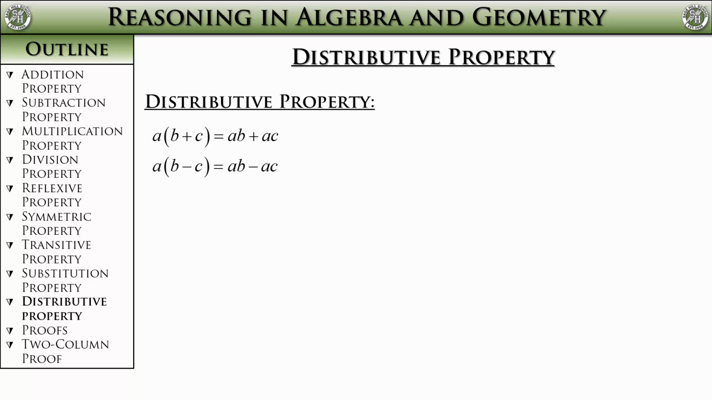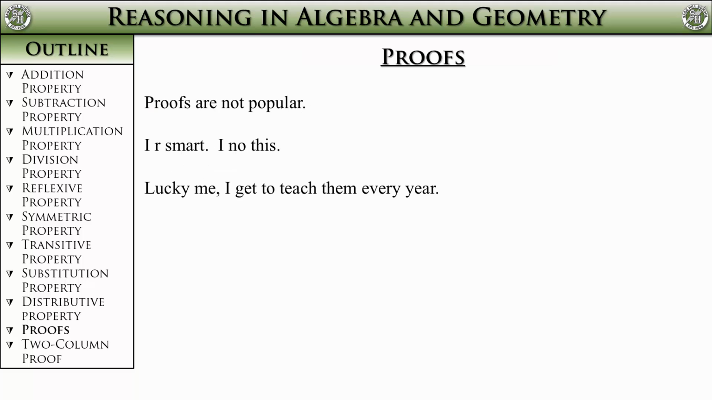Now to the distributive property. This is the first one where the full formal name doesn't include of equality or of congruence. This is the full formal name just as is. I won't say too much about this one. You probably did it once, twice, 4 million times in algebra class. And now we finally make it to proofs.